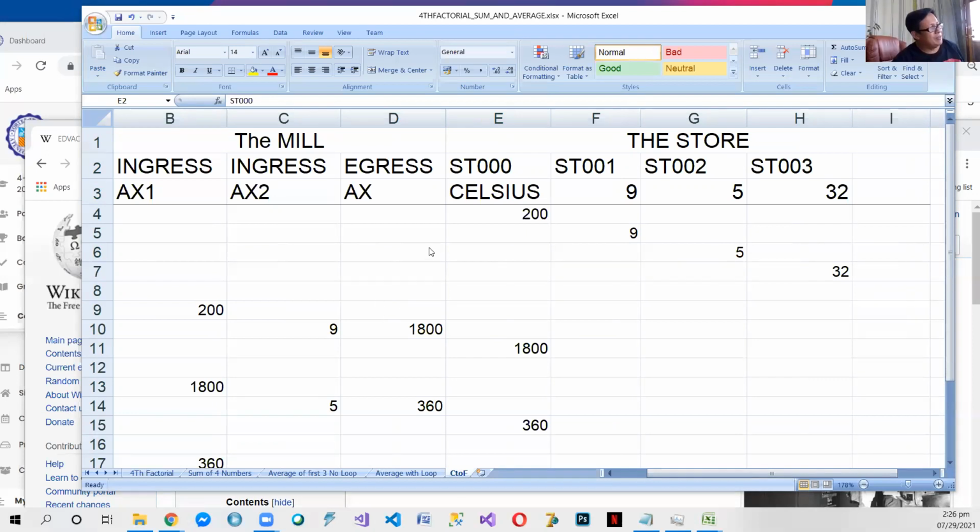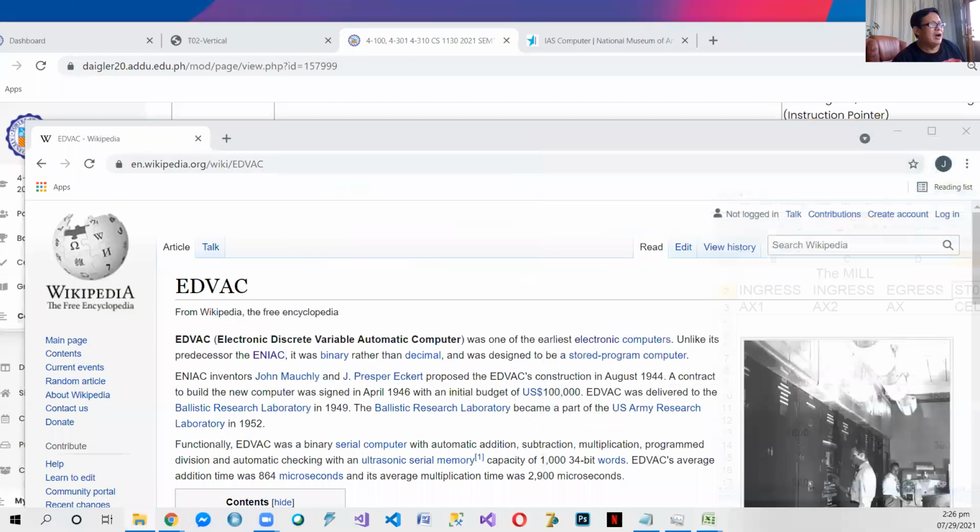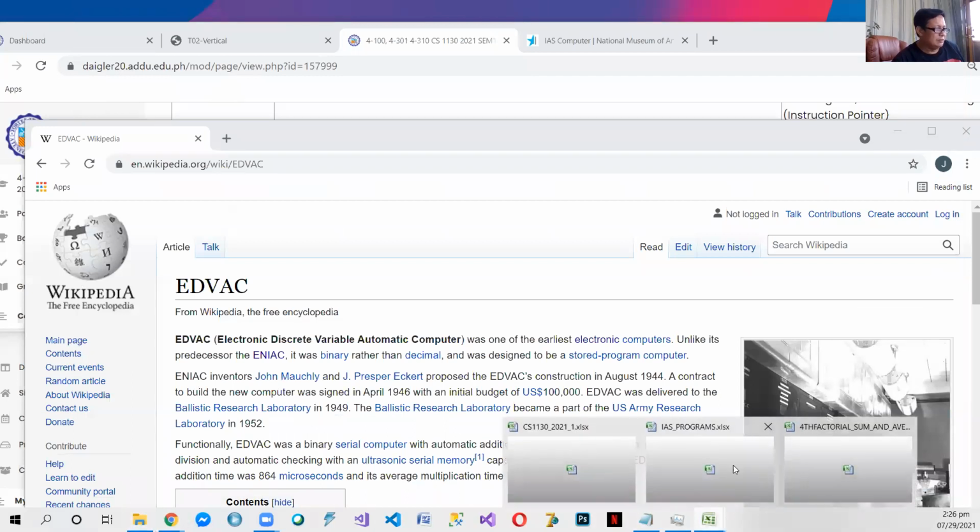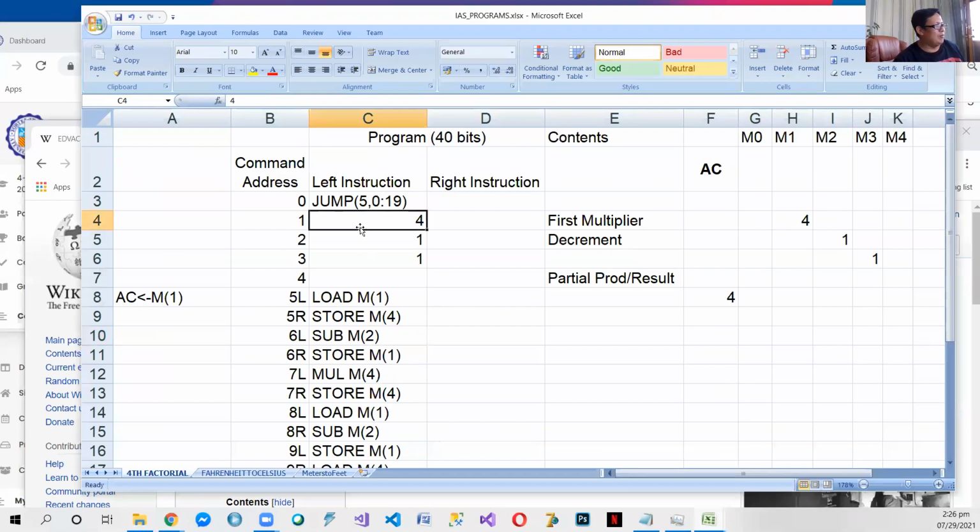So that's the main concept there. In the IAS, our program and our data are on the same memory. Do you follow? So itong program na to, we also have data here. We are just showing the memory here so we can trace the values. Do you follow?